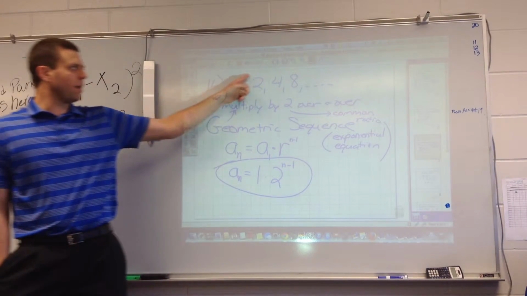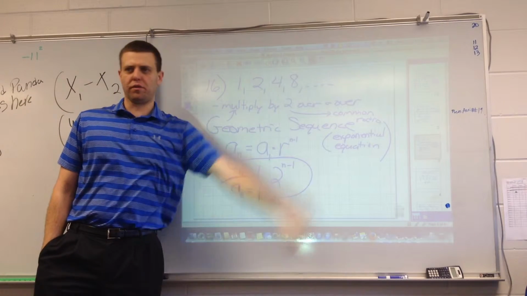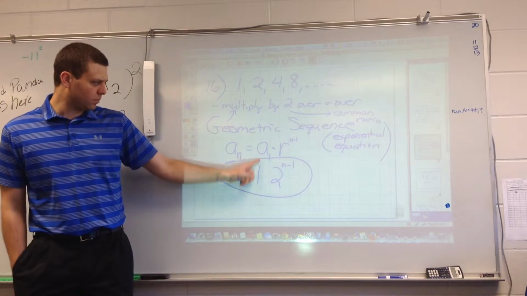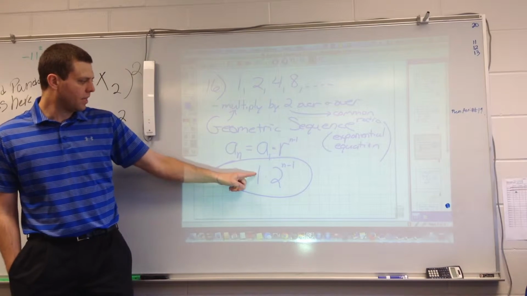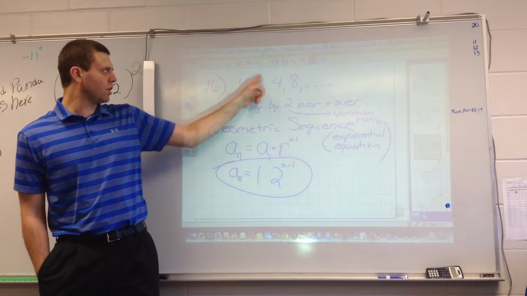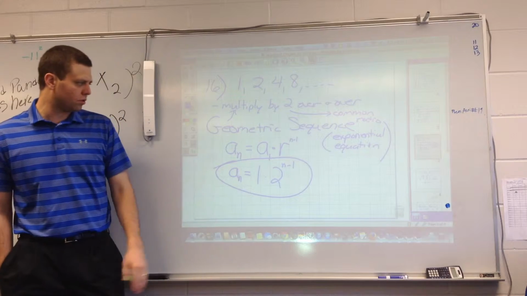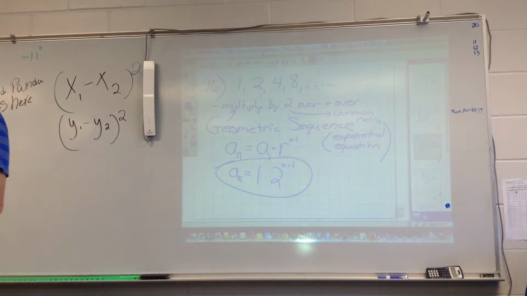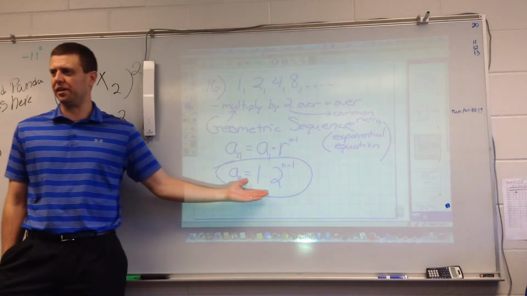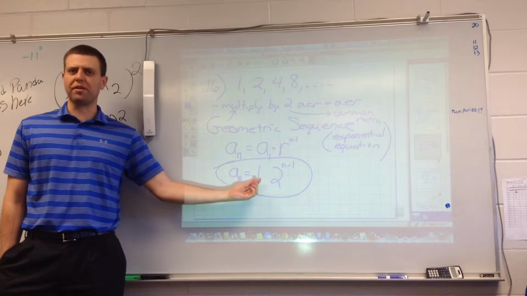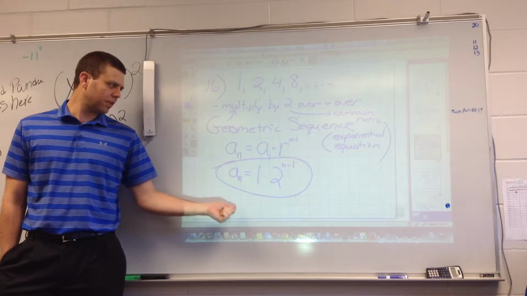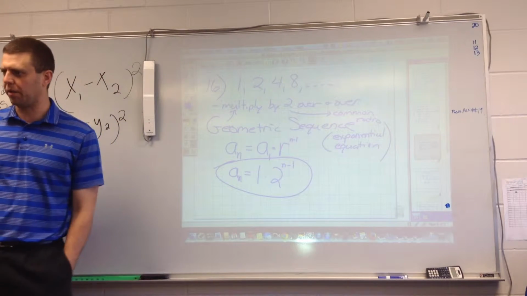So in this case, the pattern is we're multiplying by 2 over and over and over again. Okay? So a sub n equals a sub 1, that's my first term, so 1, times my common ratio, which is 2, since I'm multiplying by 2 each time, to the n minus 1 power. And that's it. There's nothing to simplify here. I guess you could not write the 1, because you don't have to write the 1 there. You could just say a sub n equals 2 to the n minus 1 power. That would work.